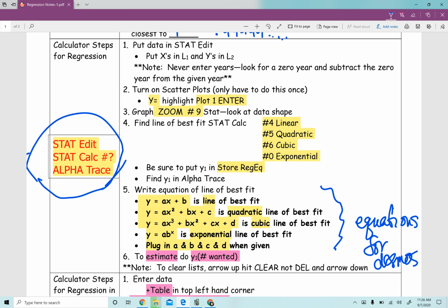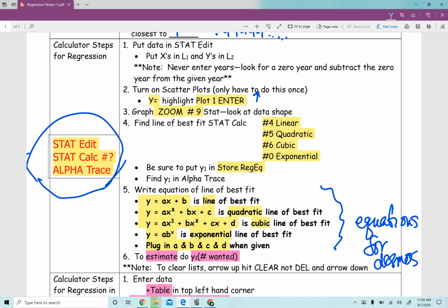And if we're doing scatter plots, we're just going to do y equals and turn the plot on by arrowing up, plot 1 and enter, and then hit zoom 9. We do alpha trace in the store reg EQ. These are the equations of the lines of best fit.